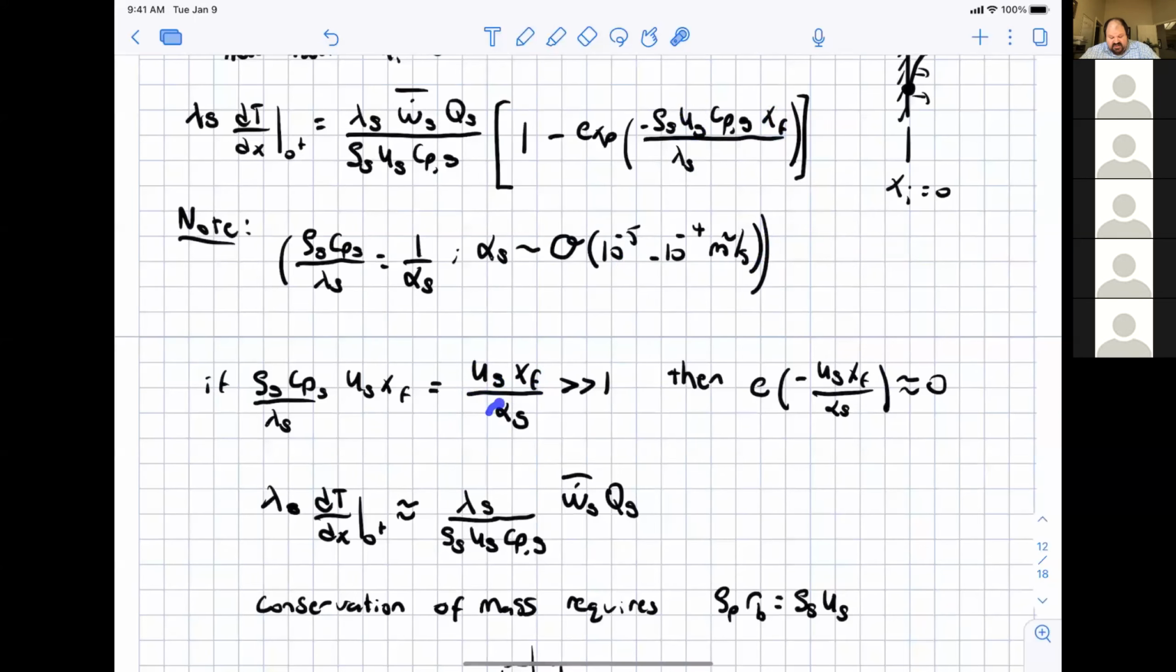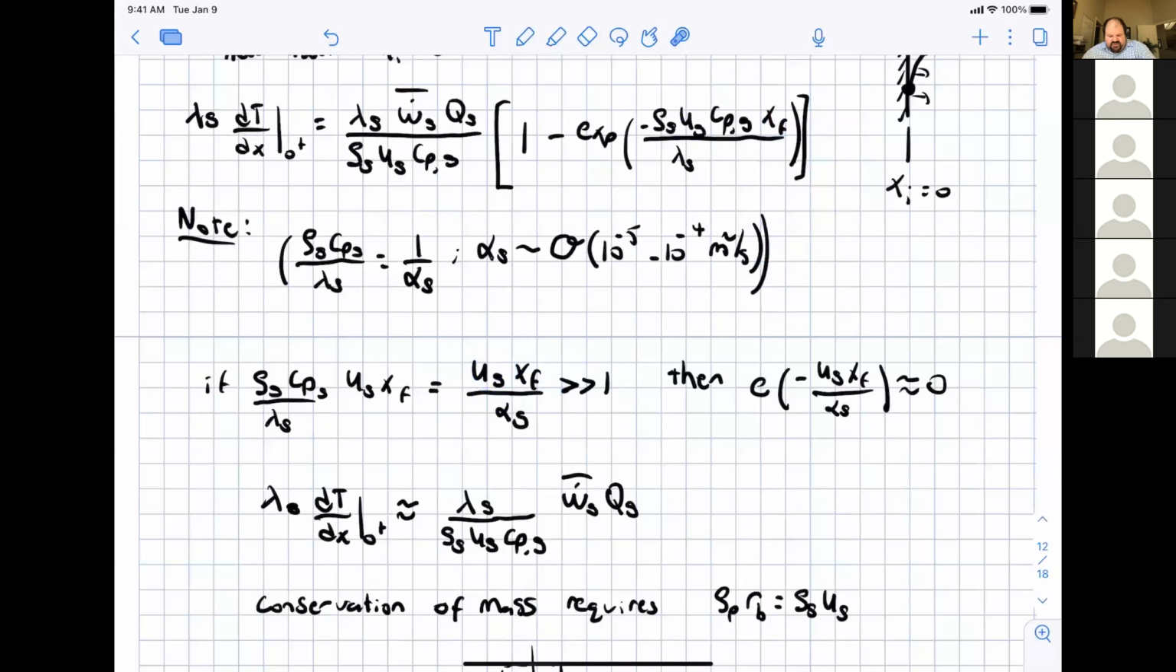Okay, because basically 1 over the thermal diffusivity is already a huge number, and XF may be on the order of a millimeter or a few hundred micrometers, but UG is also going to be on the order of maybe 10 meters per second. So these two will basically cancel out in terms of their order of magnitude, and then that will be of order 10 to maybe 100 sometimes. So this number will be fairly large.